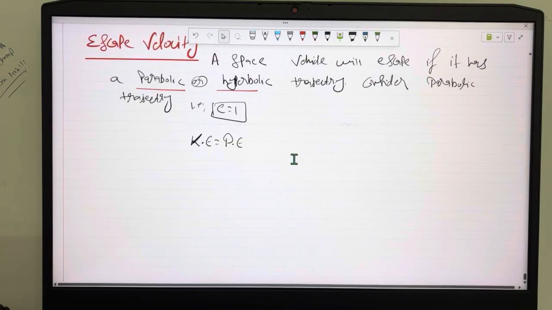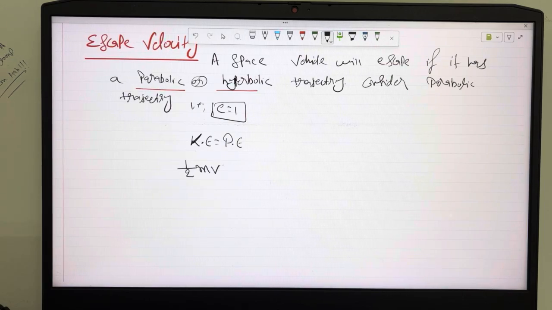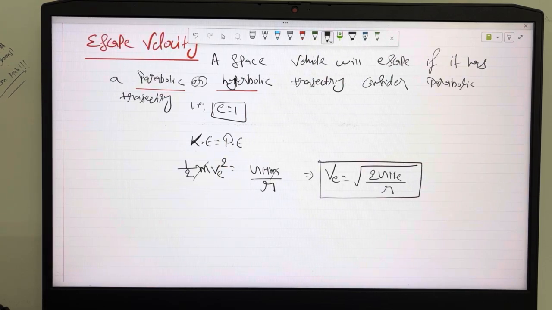That means what will be your kinetic energy? Half m v square is equal to G capital M small m divided by r. Right. This velocity we are finding is the escape velocity, so we are writing this subscript E. The mass is gone, then v is nothing but root under 2 times GM divided by r. This is your escape velocity.